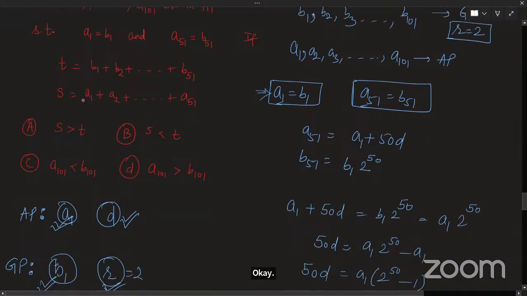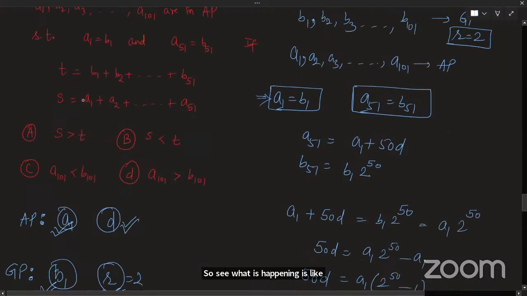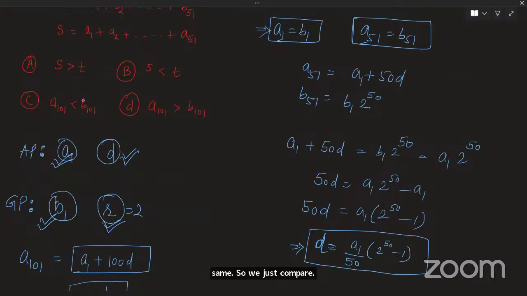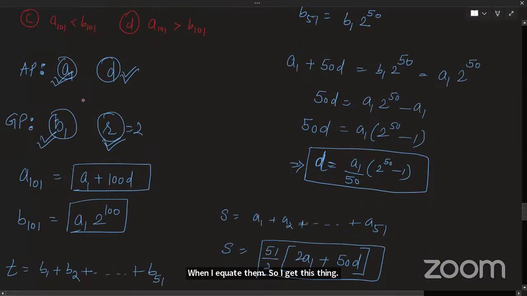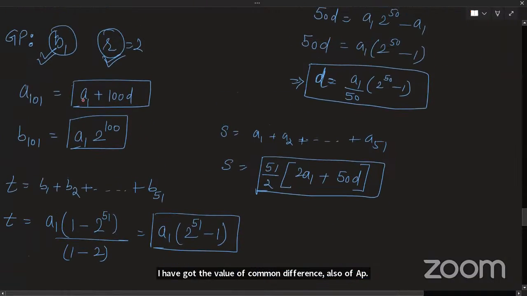So see, what is happening is we have the first term same, and the 51st term is same. So we just compare the 51st term of both AP and GP and equate them. When I equate them, I get 50D is equal to A1 into 2 raised to 50 minus 1. So I have got the value of common difference of AP. Now I'll just give this to you as homework.